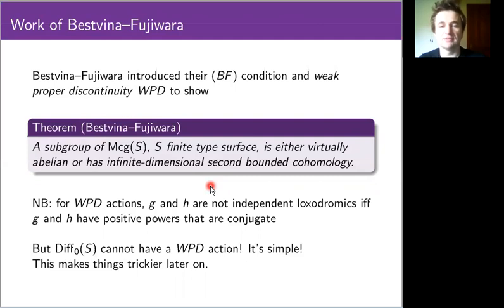In the case of the mapping class group acting on the curve graph, it satisfies a very nice condition called weak proper discontinuity, which means that g and h are not independent if and only if g and h have positive powers that are conjugate. It's a very nice alternative definition. But our group Diff_0 of S cannot have a WPD action on any hyperbolic space because it's a simple group. So unfortunately, we can't use this simpler criterion to get independent loxodromics. This makes things a little bit trickier later on.